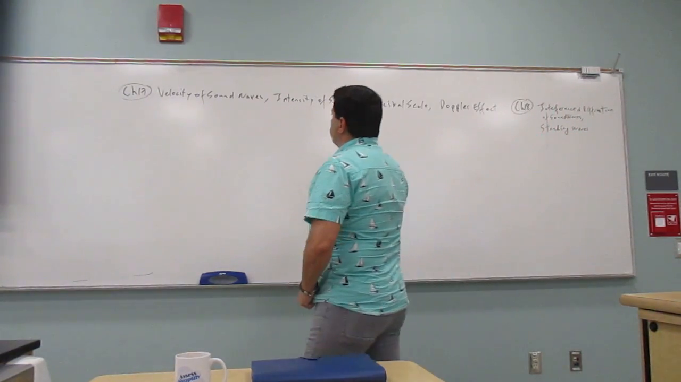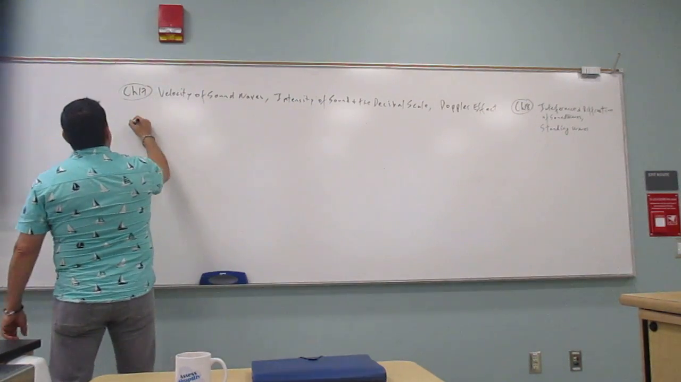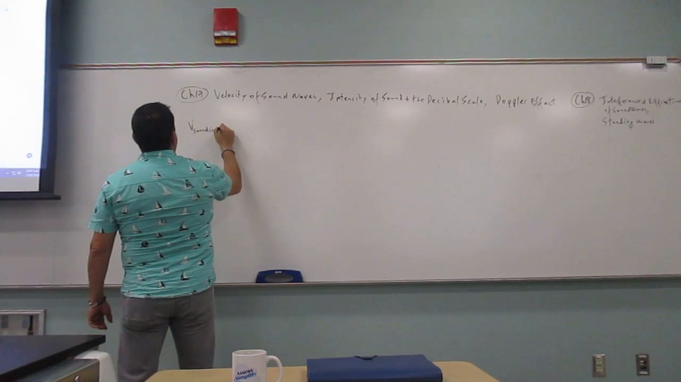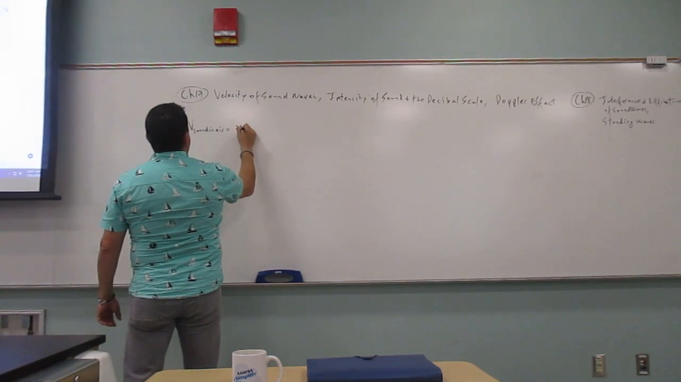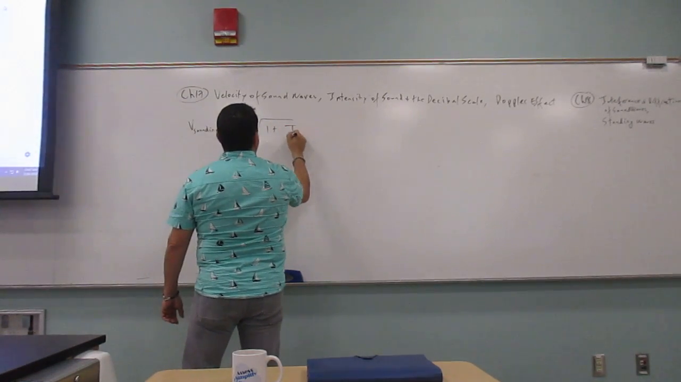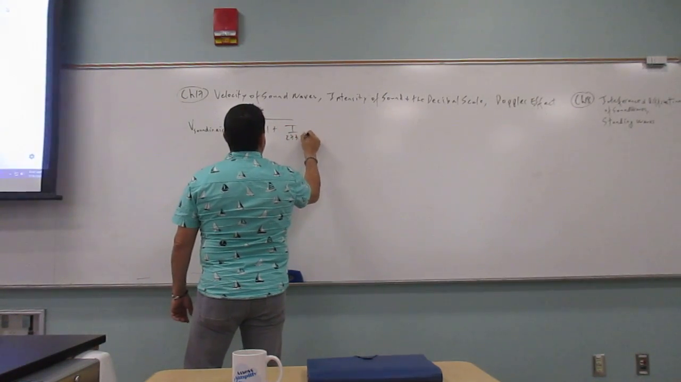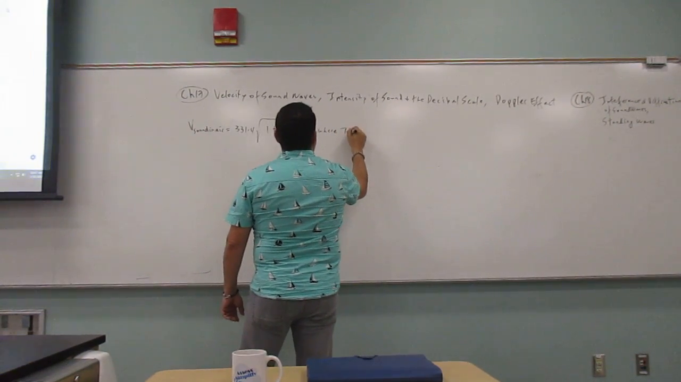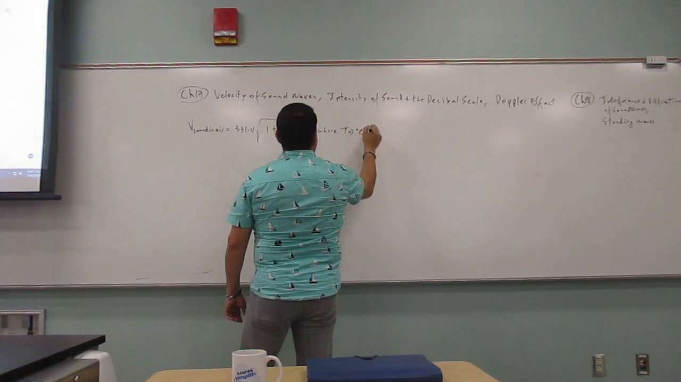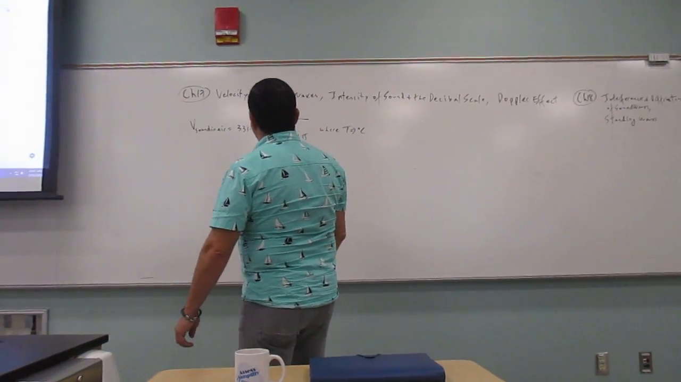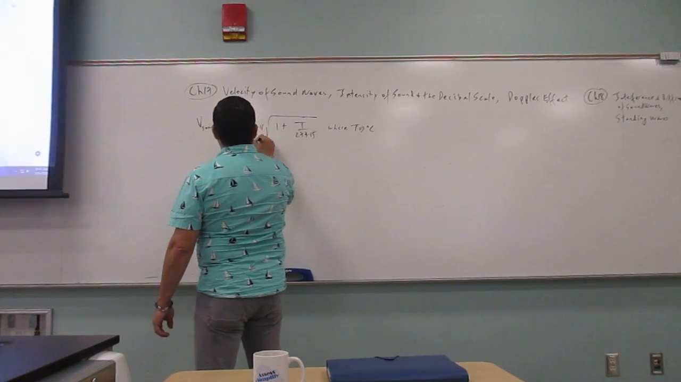Okay, so the first equation that we are introduced to here is that the velocity of sound in air is going to be 331.4 square root of 1 plus T over 273.15, where T is in Celsius. So this gives you the velocity of sound in air, and this is in units of meters per second.